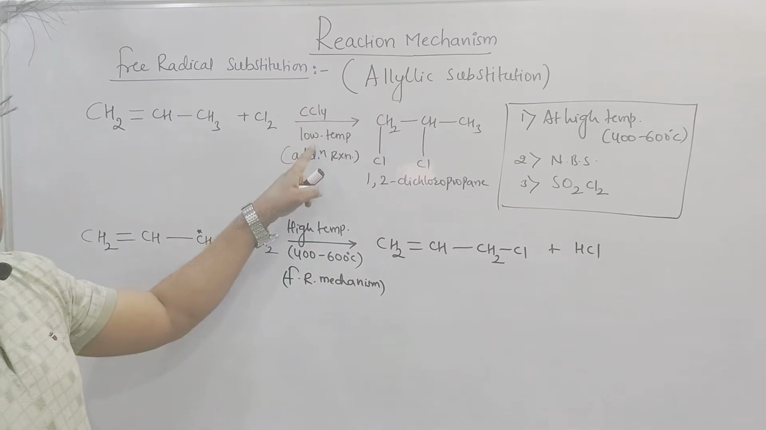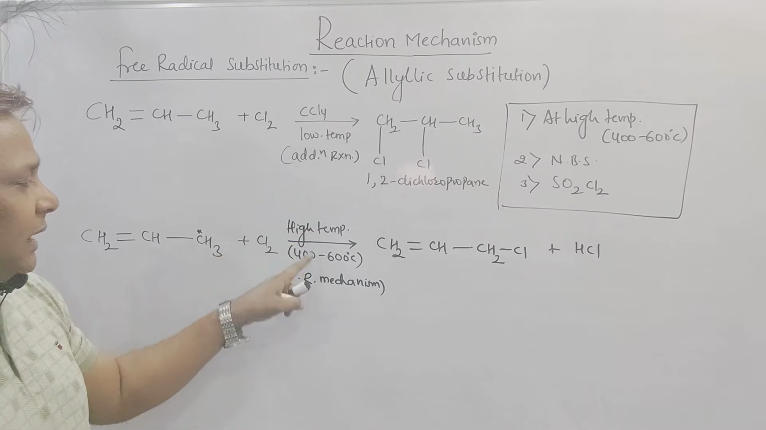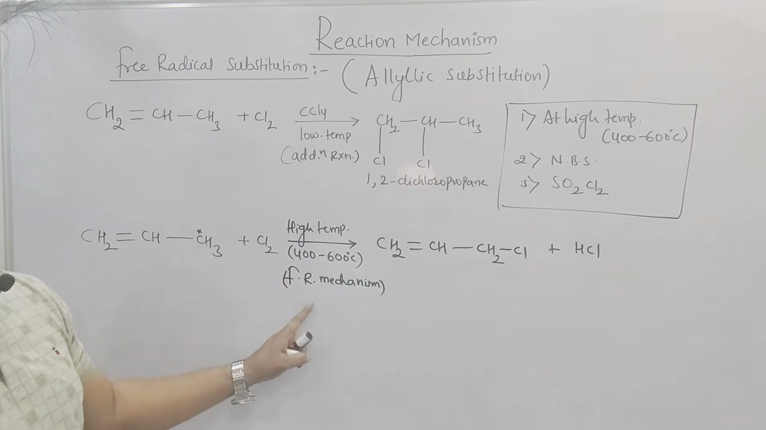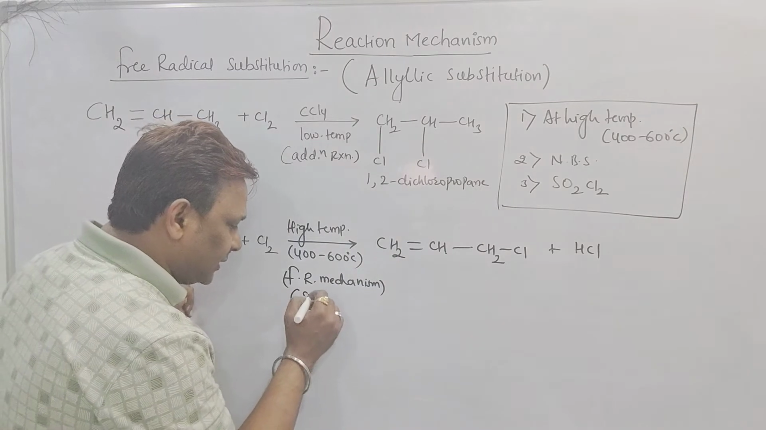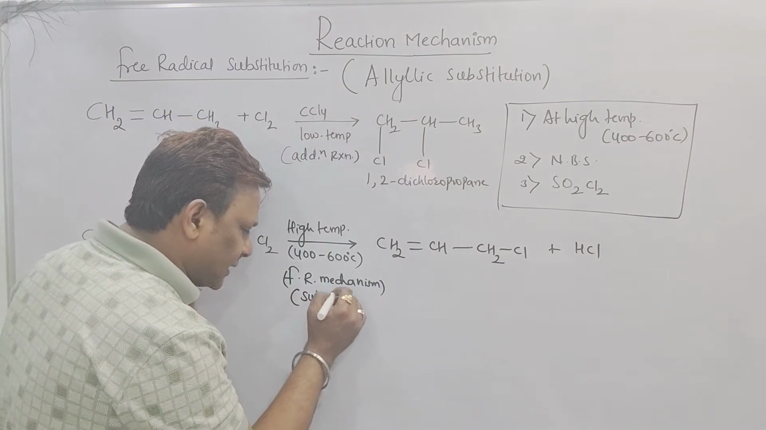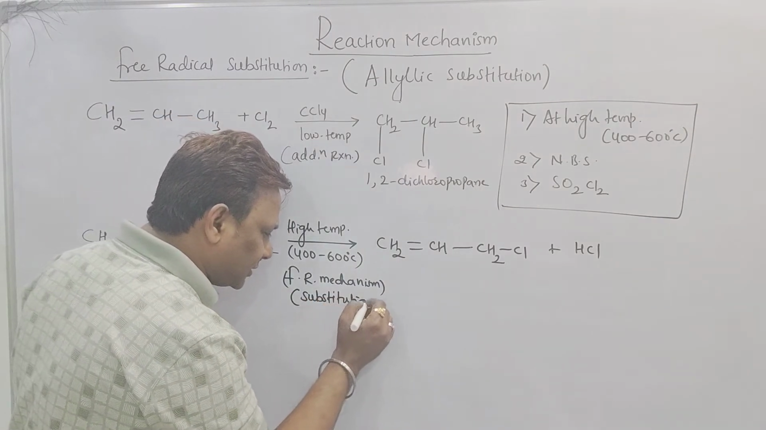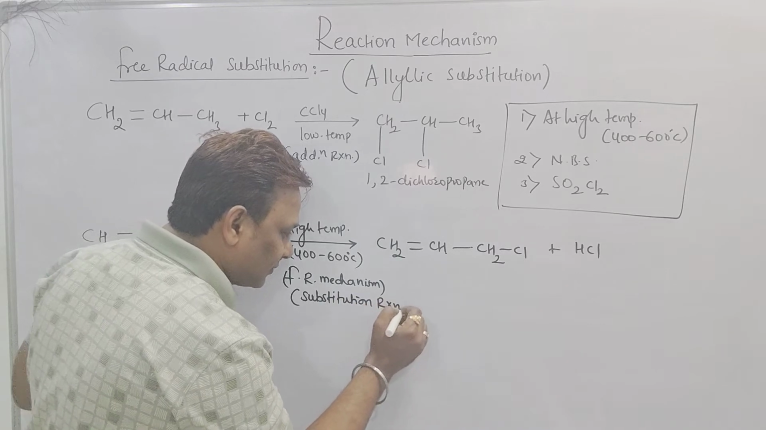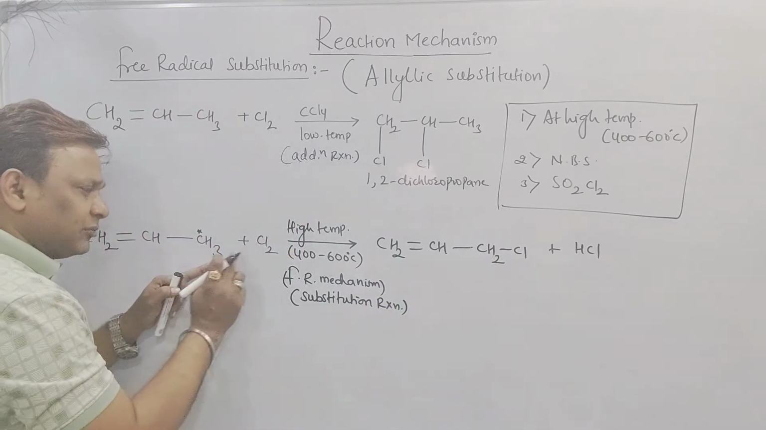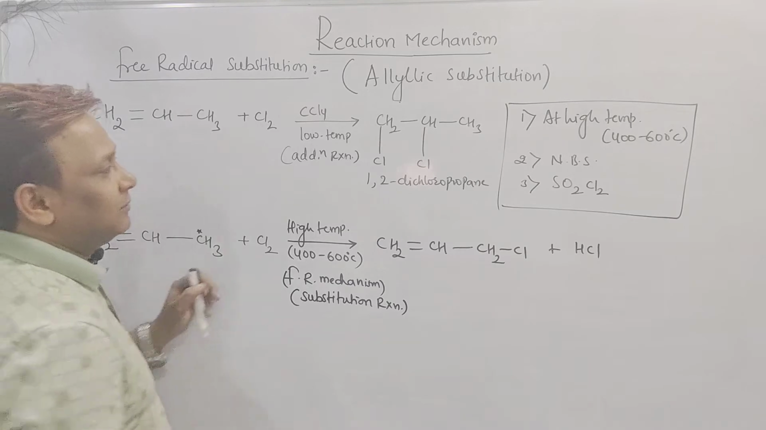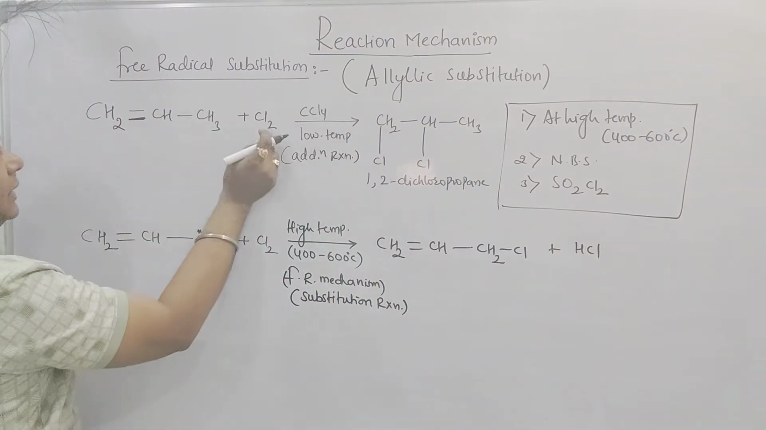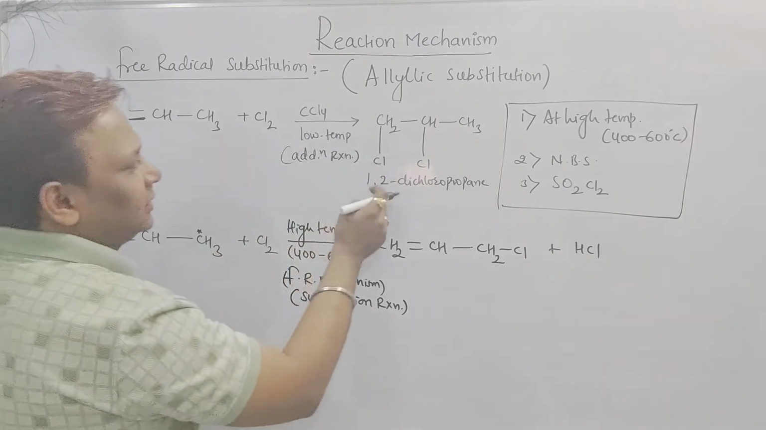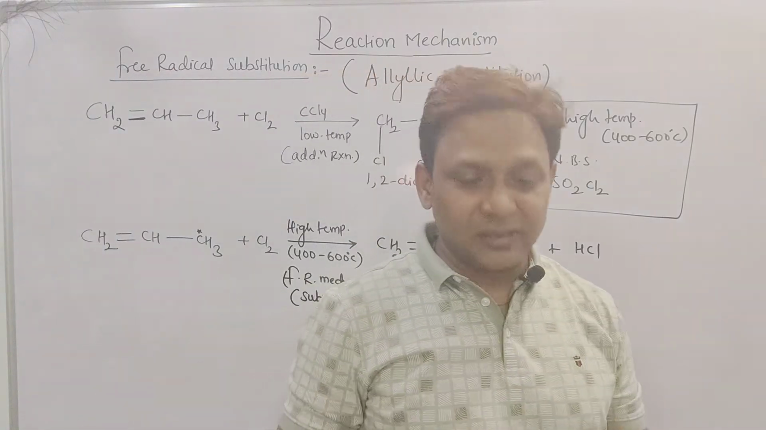If the temperature is low, it undergoes addition, and if the temperature is high, it undergoes FR mechanism, which is called a substitution reaction, meaning one of the hydrogens was substituted by chlorine. But this is called addition, meaning breaking of a pi bond and adding of the two halogens here. So it is called an addition reaction.